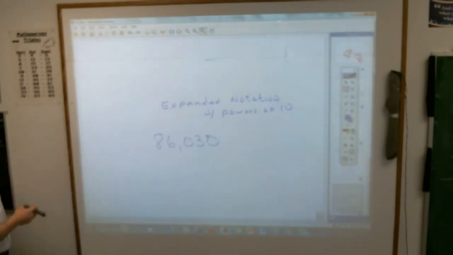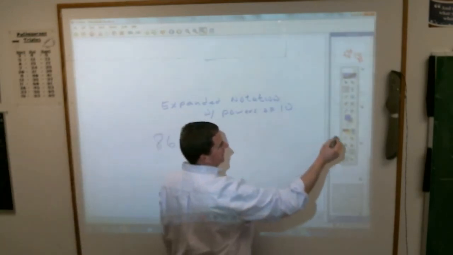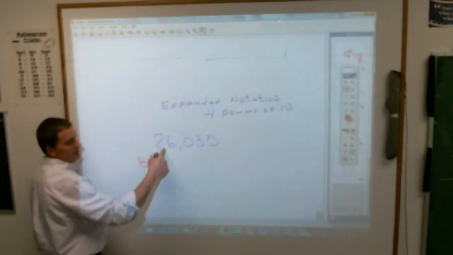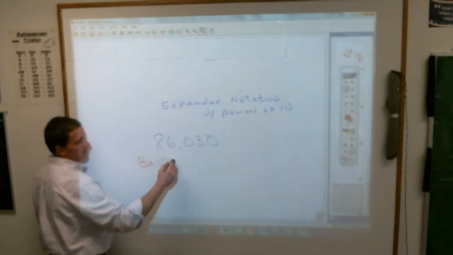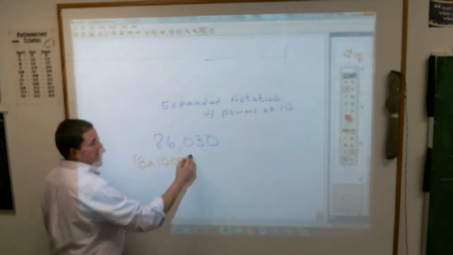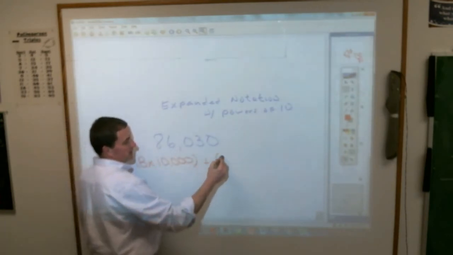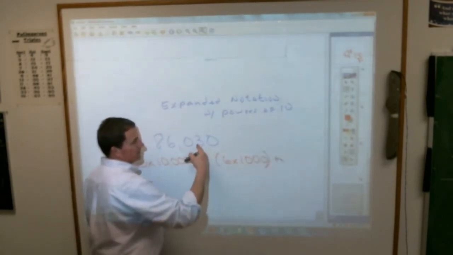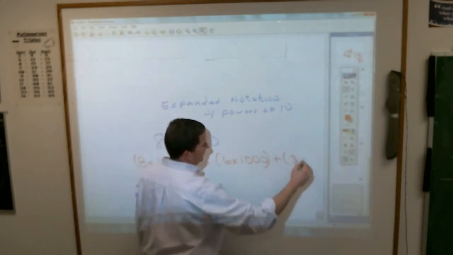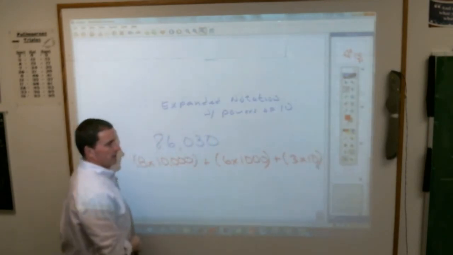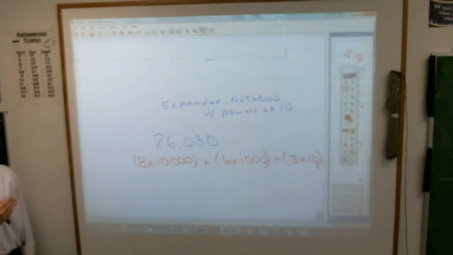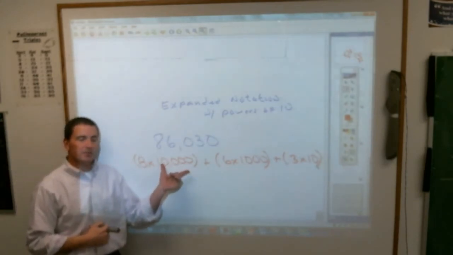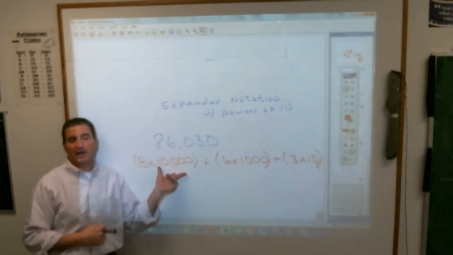You will remember before when we did expanded notation, it looked like this. You would do 8 times 10,000, right? Because the 8 was in the 10,000s place. Plus 6 times 1,000 plus 3 times 10. Remember doing that? We probably still do it here. But now that you know exponents and powers, you're not going to waste quite as much time writing all this out because you're going to write it as an exponent or a power of 10.